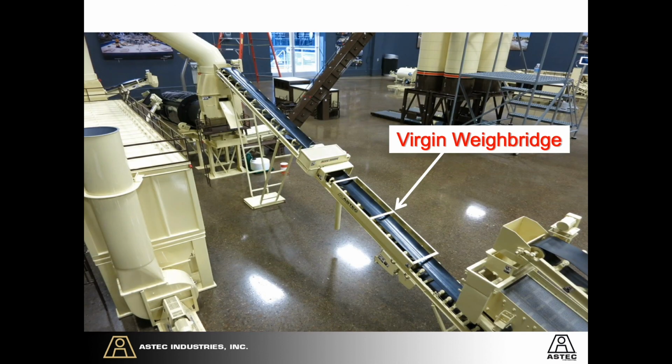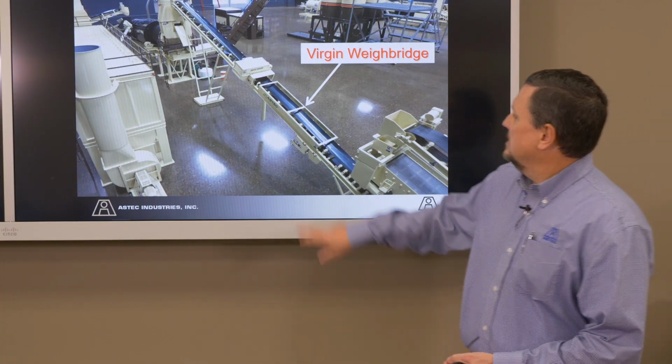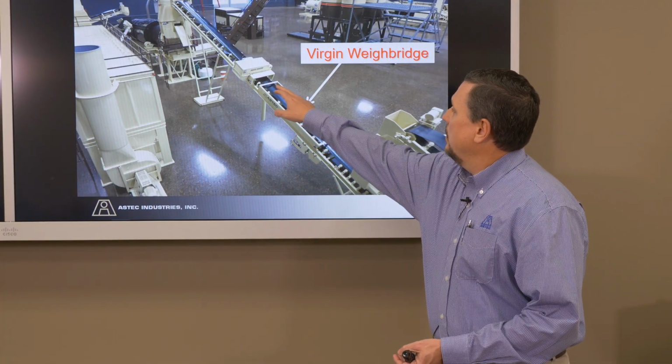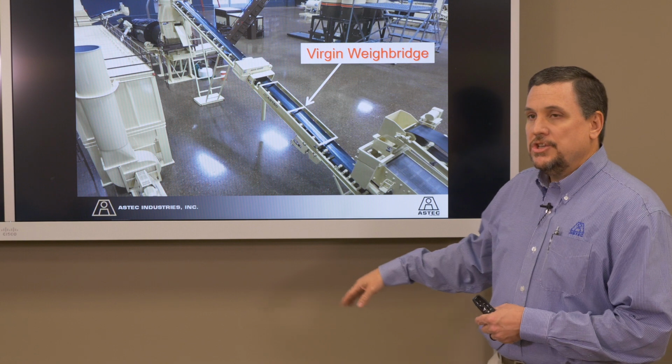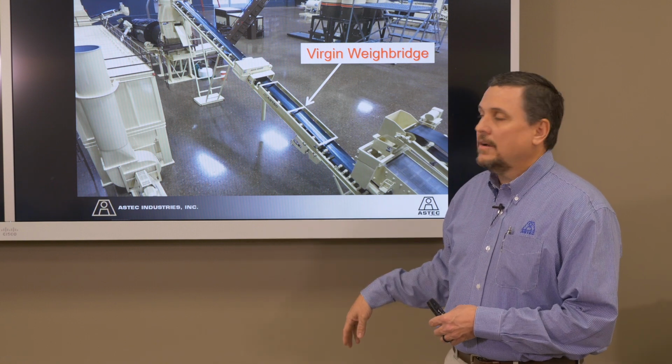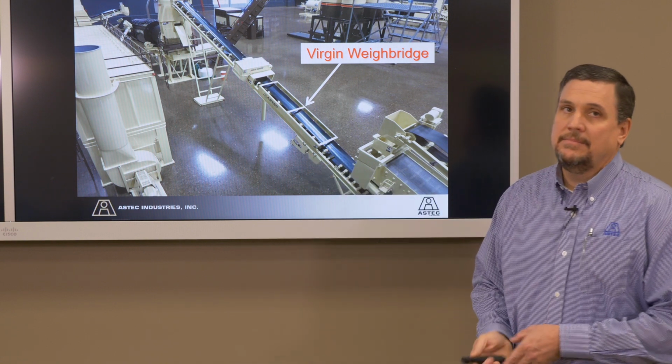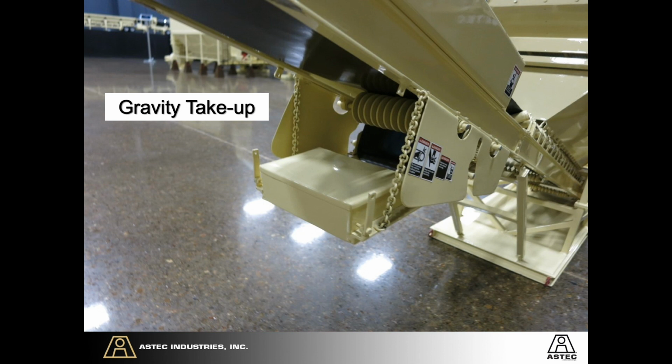Here's the virgin weighbridge. One of the things that is unnoticed about the virgin weighbridge is that it's easily overlooked. One of the reasons is because it has wind guards. You can see these wind guards in this picture here. We're going to talk about them a little bit more. Right below that, and it's usually down on the lower end of the belt, you'll see what we call a gravity take-up. And that gravity take-up is used for one thing.